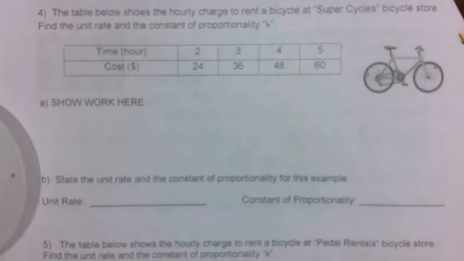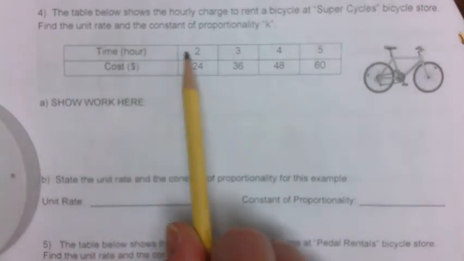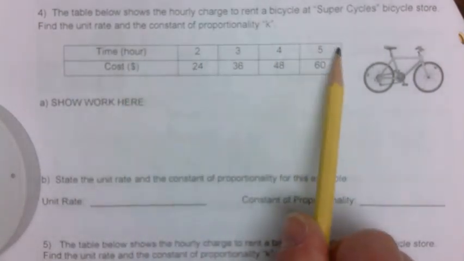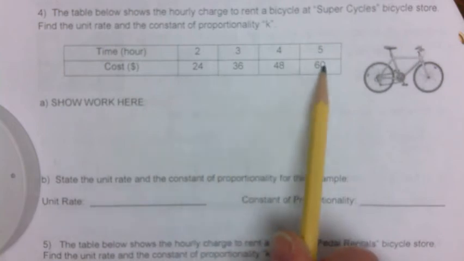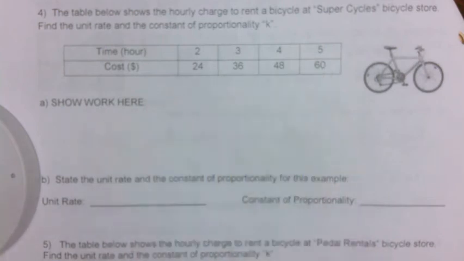In example number 4, the table below shows the hourly charge to rent a bicycle at Supercycle's bicycle store. Find the unit rate and the constant of proportionality K. All right, so looking at our table, we can see the number of hours that you can rent the bicycle and how much it would cost to rent the bicycle for that number of hours.